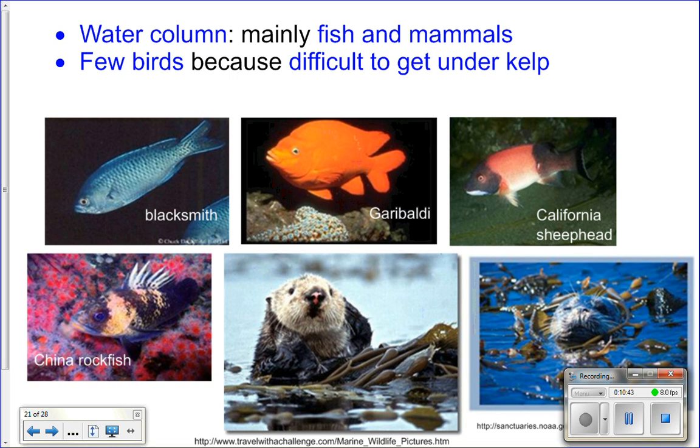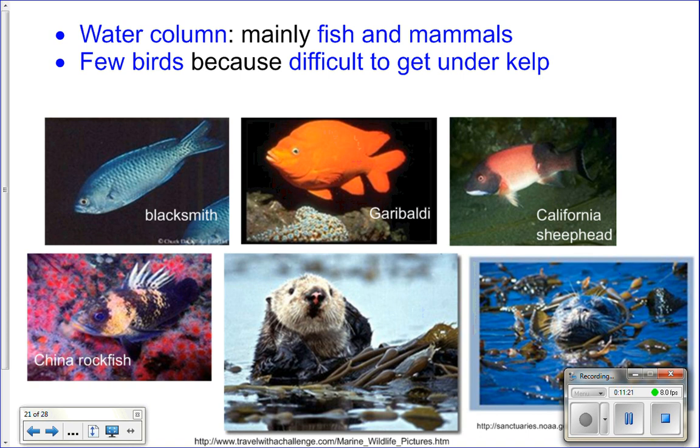You don't really see birds, particularly in the understory of the kelp forest, because in order to capture the fish, they'd have to dive down underneath the canopy, and then when they would try and come back up through the canopy, they get entangled in the fronds of the kelp, and they would drown. So you don't really get birds diving down into the understory. They may sit on top and eat anything that's on top, but they're not going to dive down. So in that water column, in the understory, you get mostly fish and mammals.